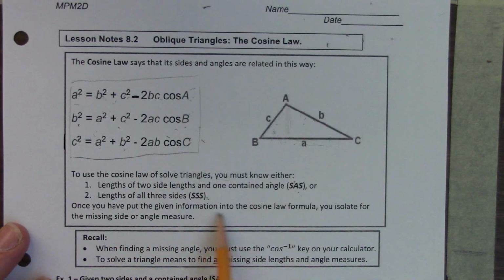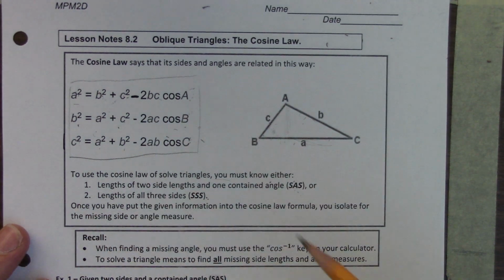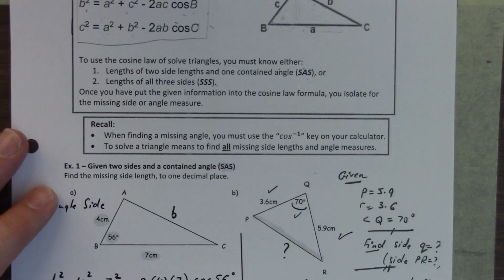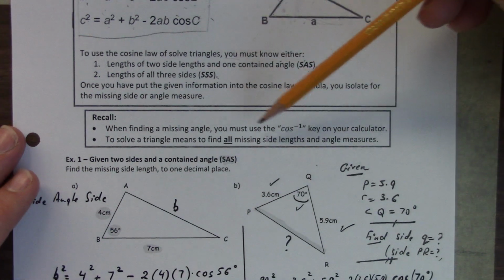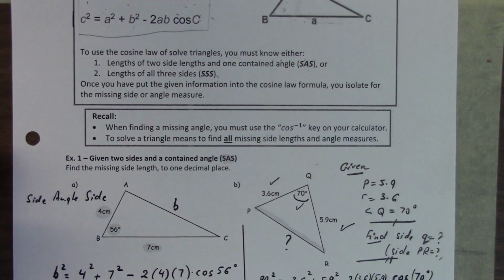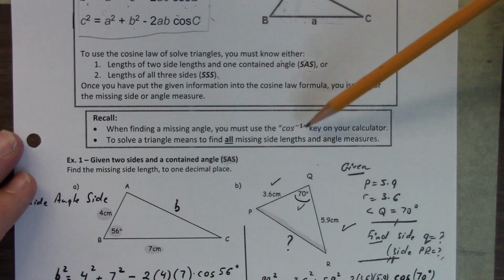Okay, so once you put the given information in the cosine law, you isolate the missing side and solve for the angle, that's it, okay? When finding a missing angle, you must use cos negative one on your calculator. We know this already with sine, it's the same thing with cosine.